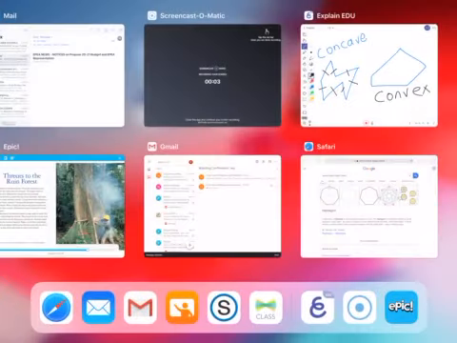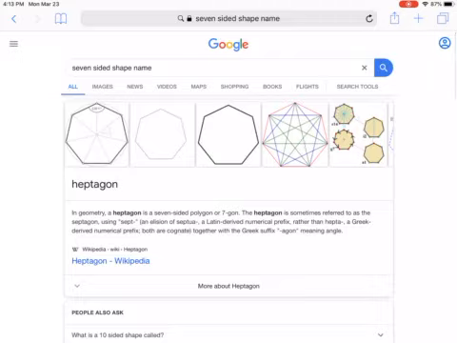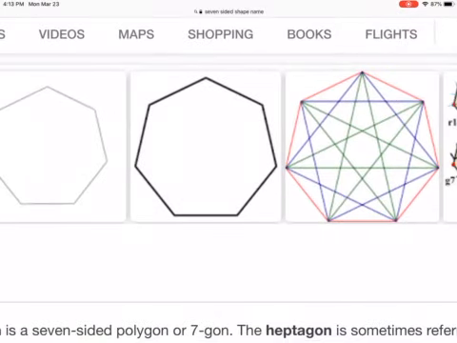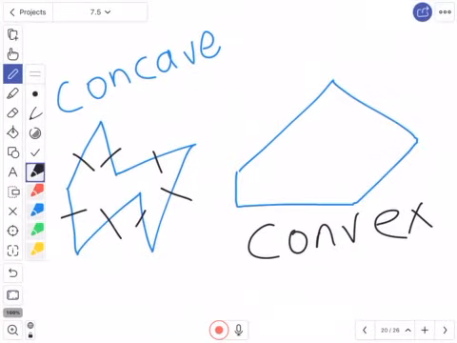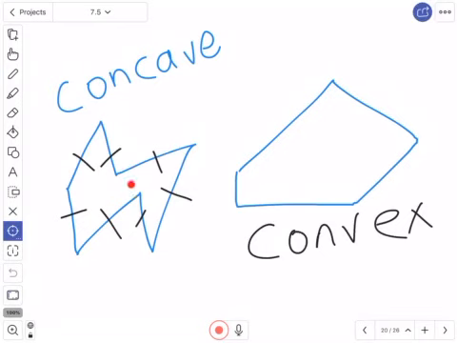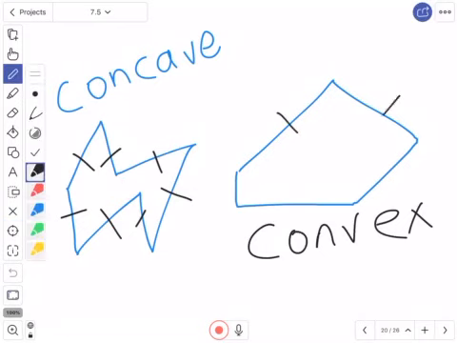But I'm going to show you, look at that though. This shape right there, that's convex. There are no parts that go in. It has 7 sides, so that's a heptagon. This is also a heptagon, but it's just a concave heptagon. Let's count how many sides are on this one. 1, 2, 3, 4, 5. Oh, that is a pentagon.